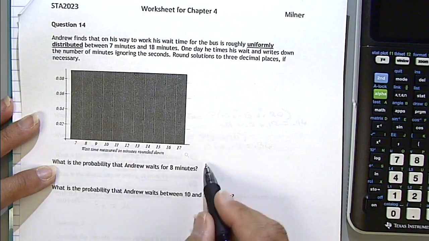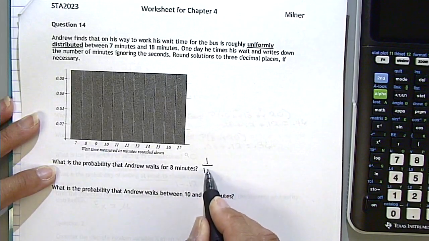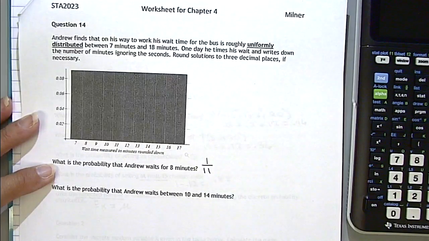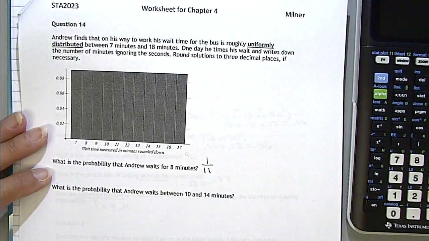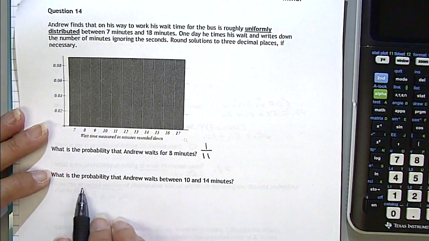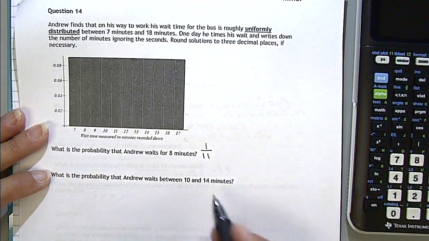And only 1 out of the 11 is 8, right? So that would be how we would find it. Each of them are equal distribution, equal probabilities. What's the probability that Andrew waits between 10 and 14?